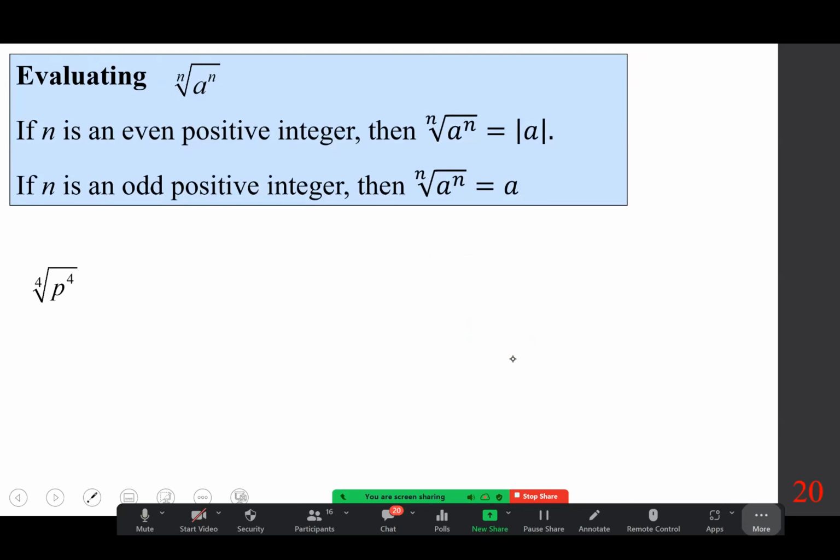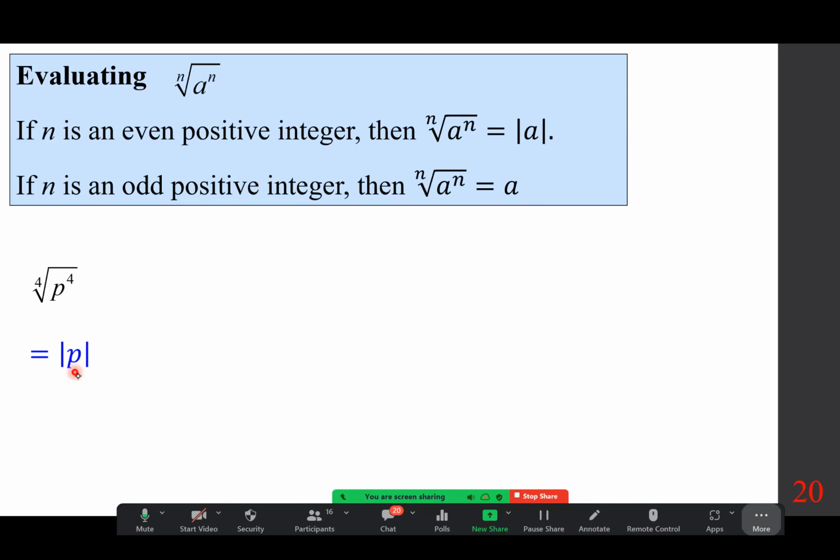All right. Evaluating this expression, if n is an even positive integer, then it's the absolute value of a. If n is an odd positive integer, then it's equal to a. So, for example, this one, when we divide 4 by 4, we get 1. So it's the absolute value of p. The reason we say an absolute value of p, because we don't know if p is positive or negative.